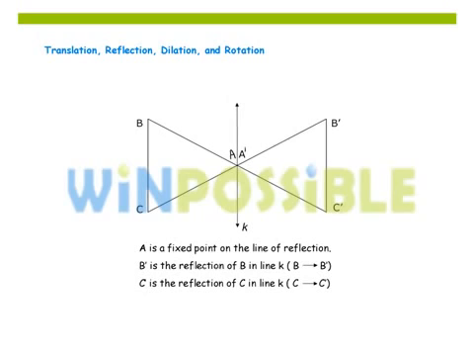This figure suggests a reflection of triangle ABC over the line K to give the image triangle A prime, B prime, C prime. A is a fixed point on the line of reflection, so A and A prime are the same point since that point is on the line of reflection. B prime is the reflection of point B in the line K. So B is transformed to B prime. C prime is the reflection of C in line K. So C is transformed to C prime when it's reflected about the line K.